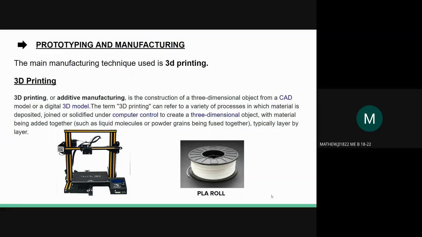The main manufacturing technique used is 3D printing. 3D printing or additive manufacturing is the construction of a three-dimensional object from a CAD model or a digital 3D model. The term 3D printing can refer to a variety of processes in which material is deposited, joined, or solidified under computer control to create a three-dimensional object.